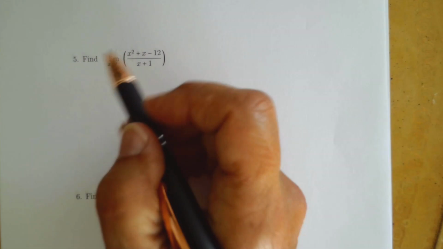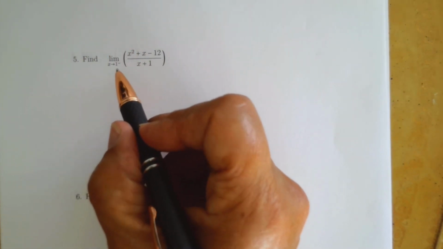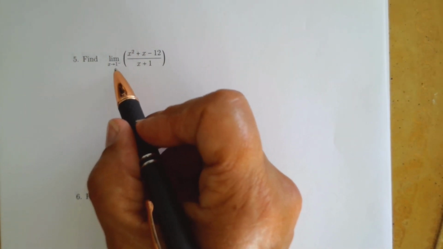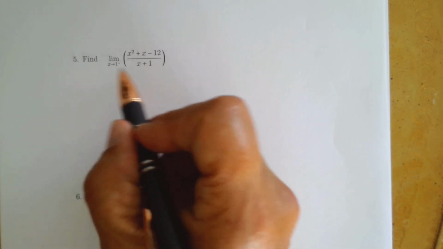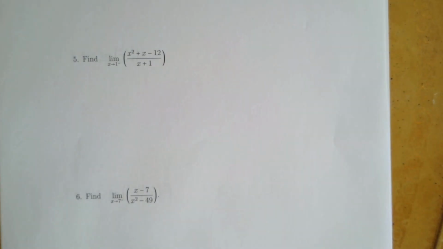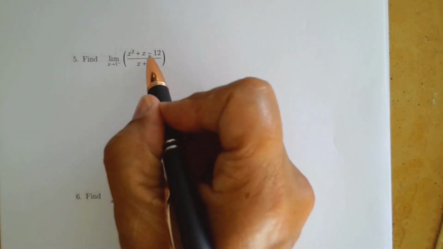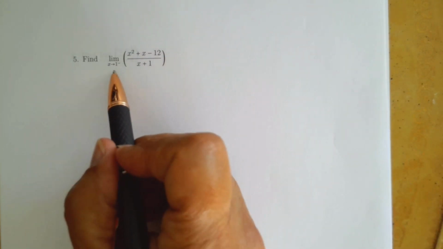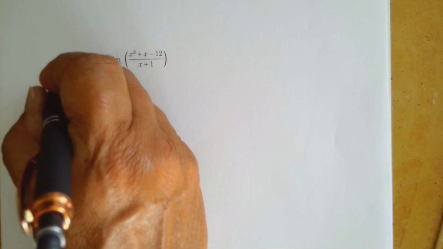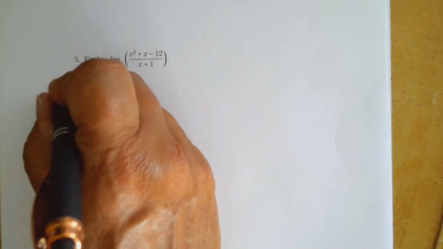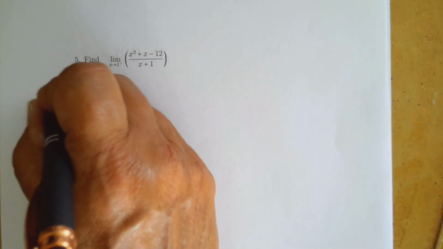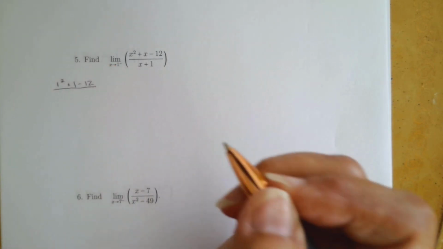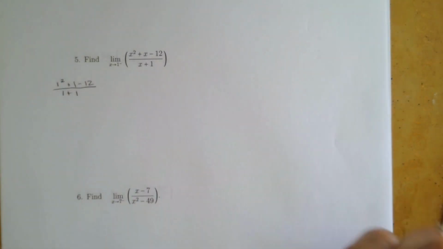Again, we're going to just plug in. The limit as x approaches 1 from the left. Now remember, just because it's coming in from the left, remember in number 6 that we can do the same rules for left and right. So I can still plug in 1 into this problem to see what kind of problem I'm going to have. So when I plug 1 in here, I get 1 squared plus 1 minus 12 over 1 plus 1. Okay?